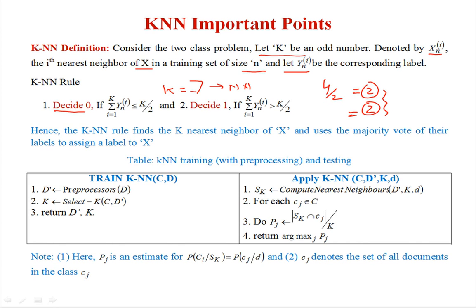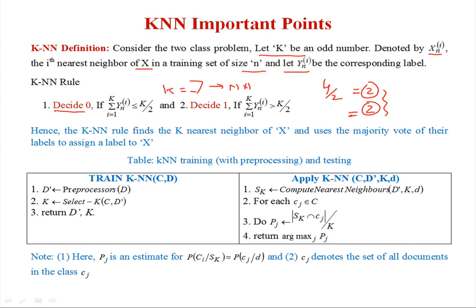Now the training and test cases of K nearest neighbor. Training: just pre-process the documents, select K and identify the classes, and then return the pre-processed document set with proper labels and the value of K.